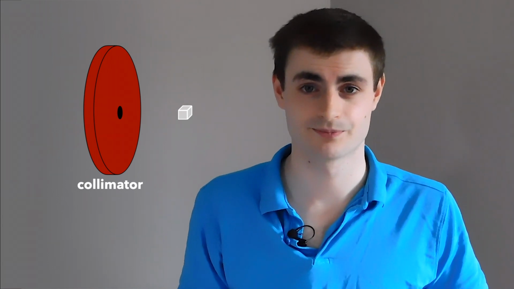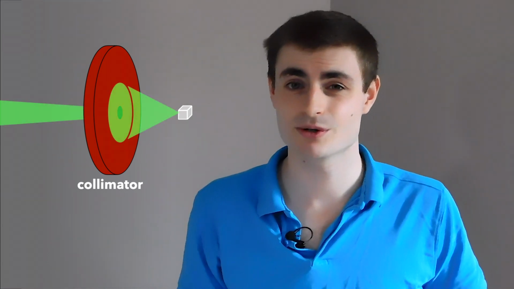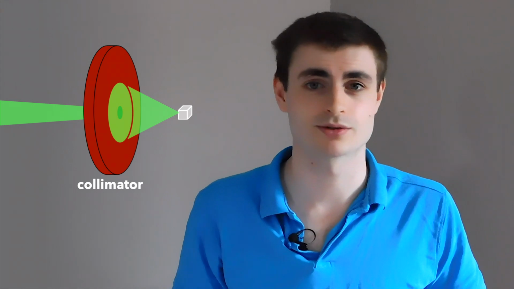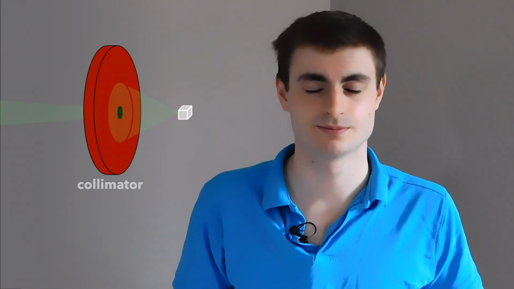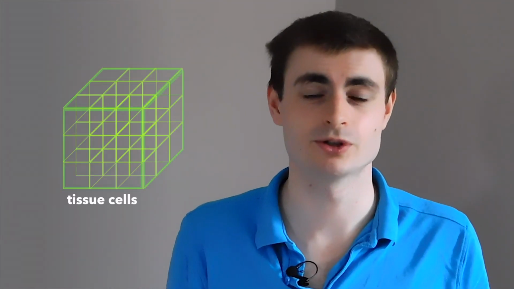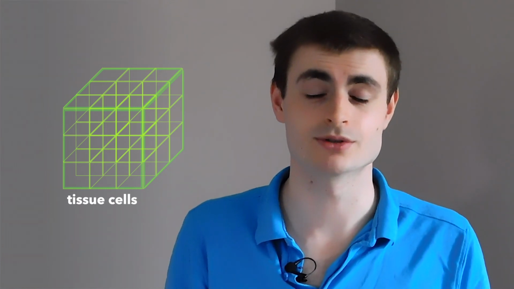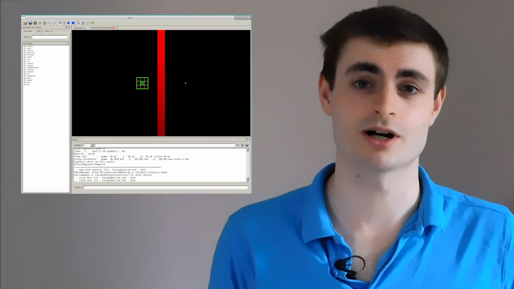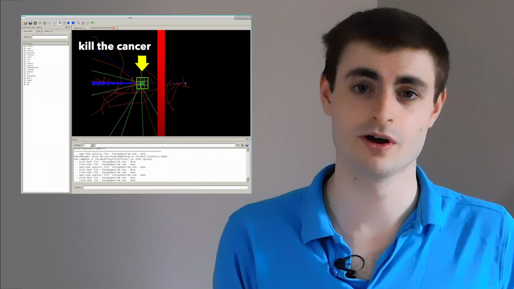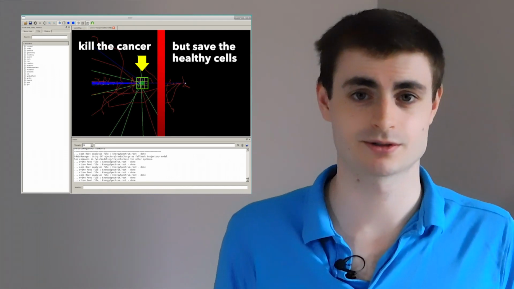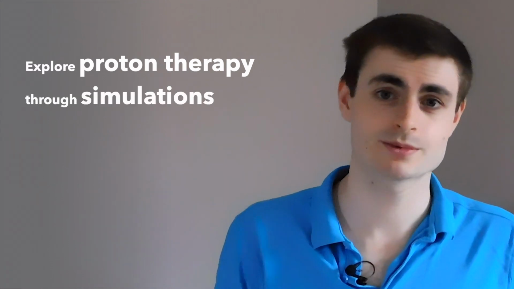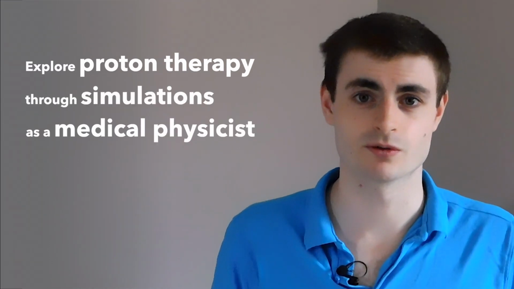To avoid this, we use a collimator, shown here. A collimator narrows a beam, ensuring all the particles are travelling in the same direction. Finally, the 3x3 array of cubes is there to represent tissue cells inside the patient's body, with the very centre one filled in green showing a cancerous tissue. Your task will be to kill the cancerous tissue without harming any of the healthy cells. So now it's time for you to explore proton therapy, run some simulations, and step into the shoes of a medical physicist.